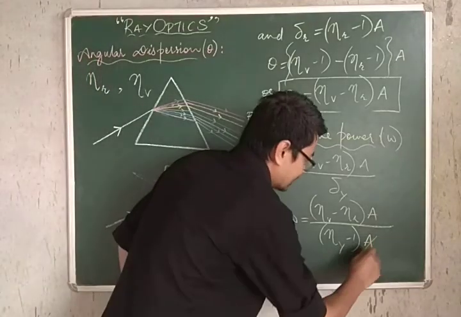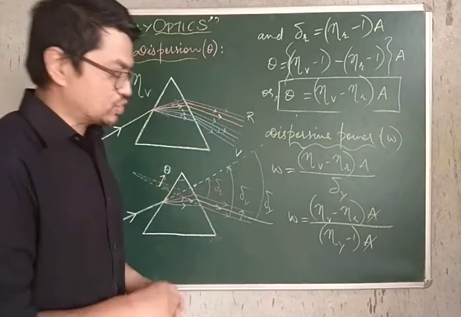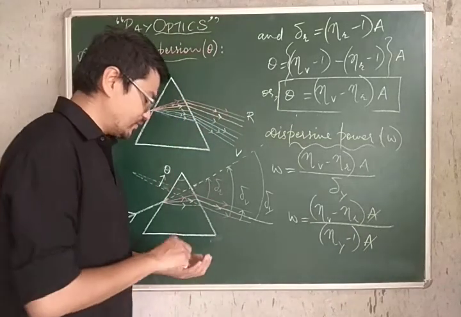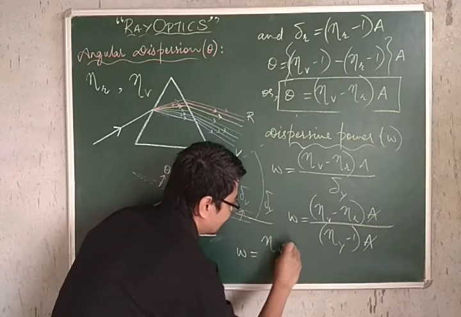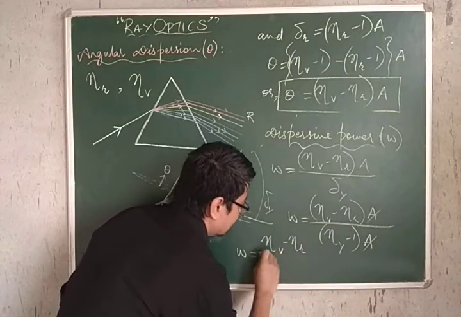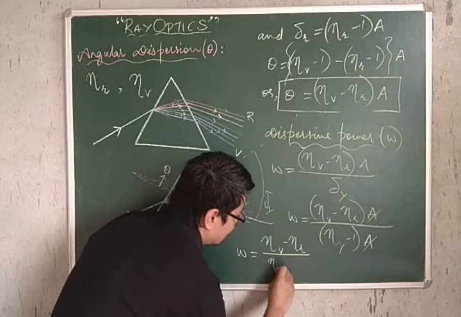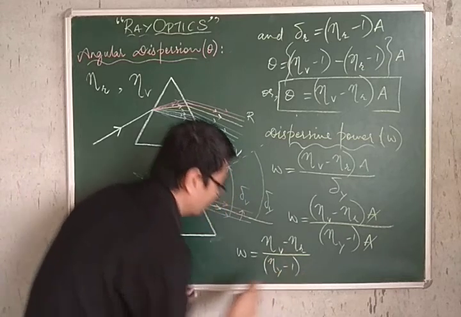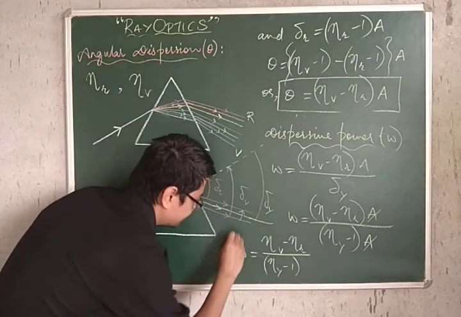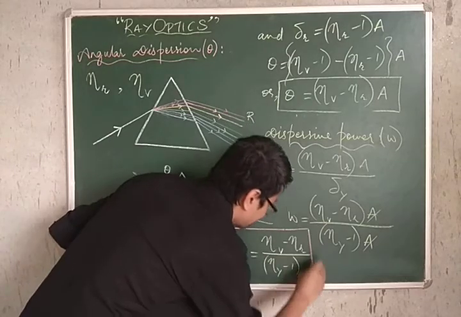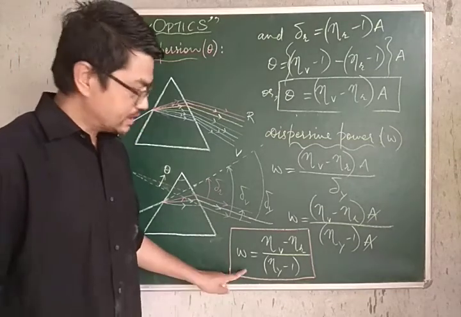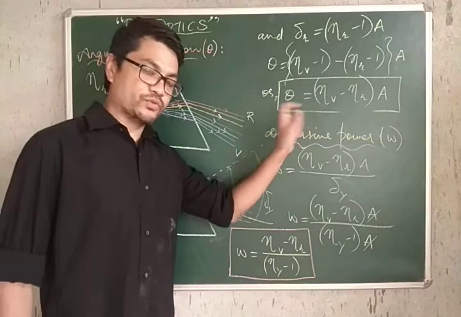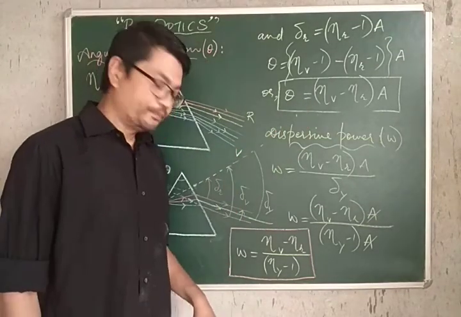Okay, so A and A divide each other out, and finally we get the dispersive power omega is (eta V minus eta R) divided by (eta Y minus 1). So this is the expression for the dispersive power of the prism, as opposed to the expression for the angular dispersion.